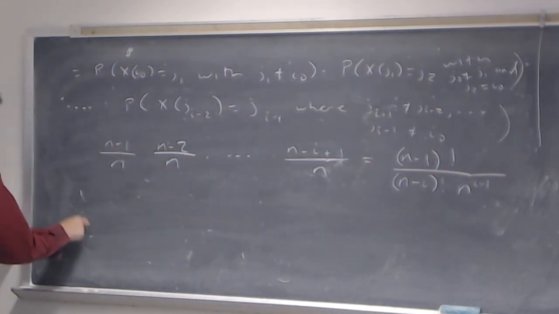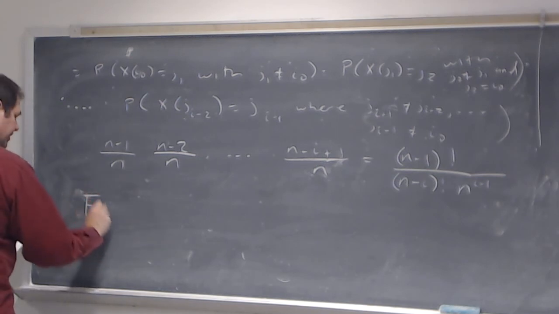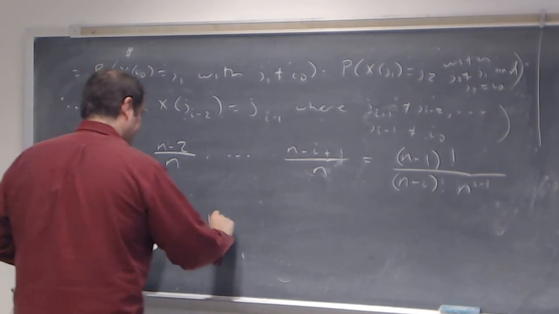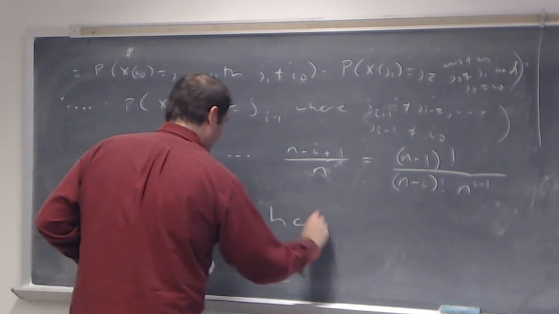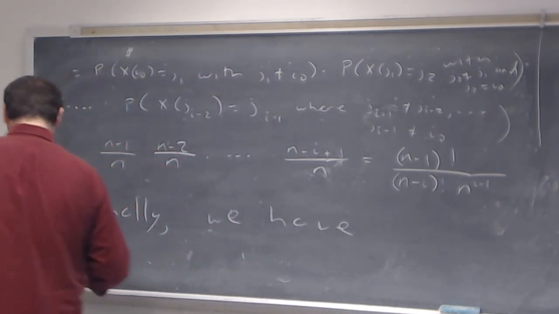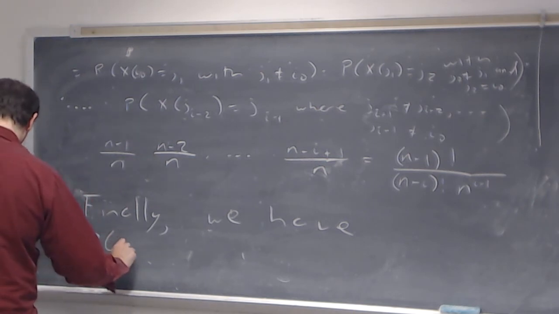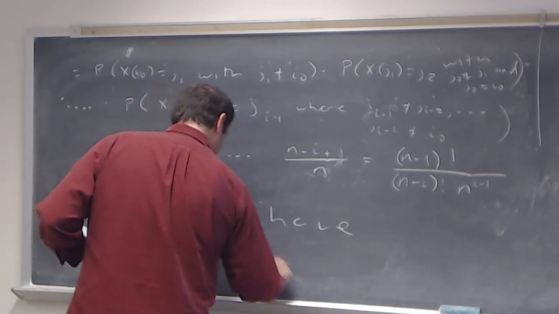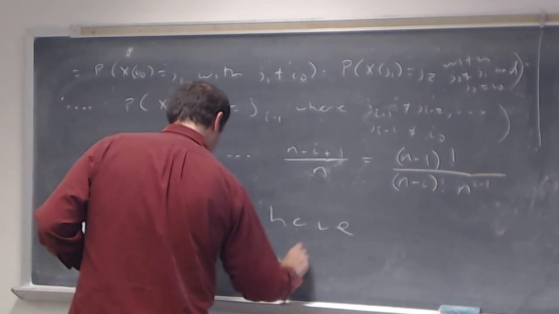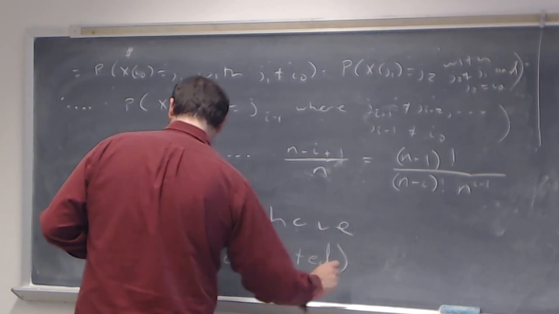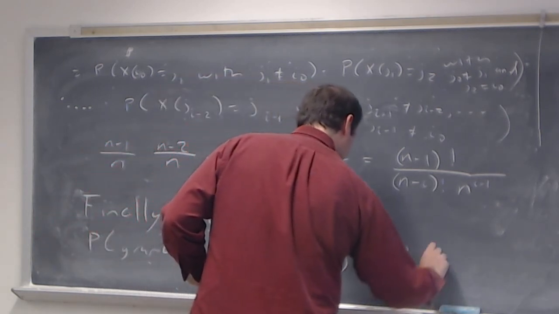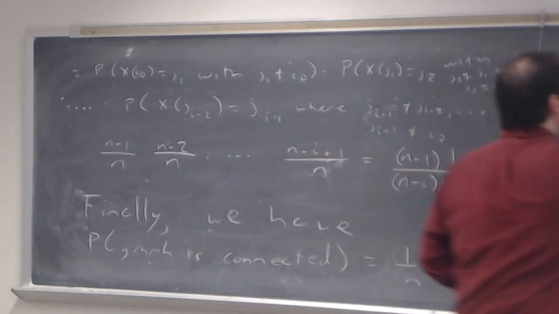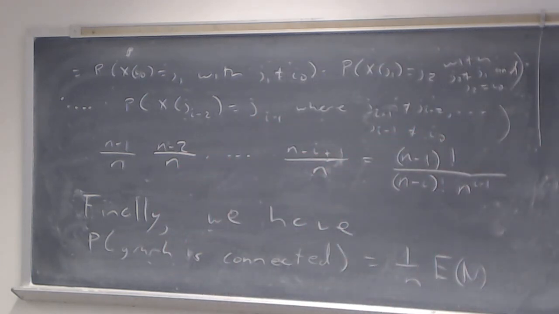Here we go, we're almost done. As the Rock would say, finally, we have the probability that the graph is connected. It's equal to, we know, 1 over n times the expected value of n. What we're doing is computing the expected value of n, so we're just going to write this up in a nice way.